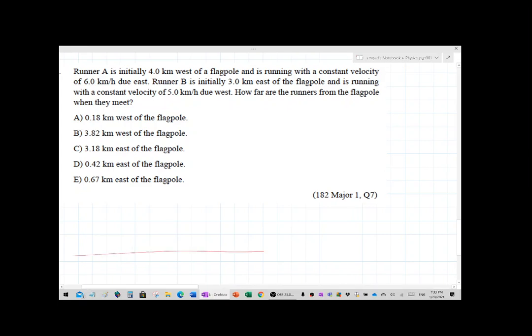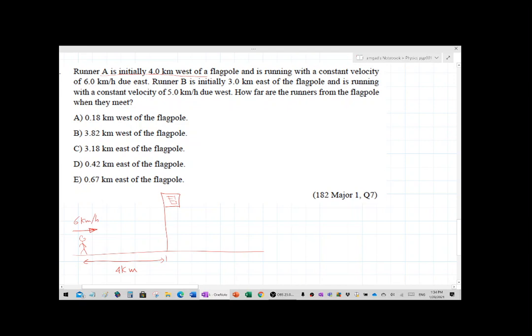Okay. So here I have a flagpole, and there are two runners. Runner A is initially 4 kilometers west. So runner A is 4 kilometers west of the flagpole. This is the flag. And is running with a constant velocity 6 kilometers per hour east. So he runs at 6 kilometers per hour toward the flagpole.